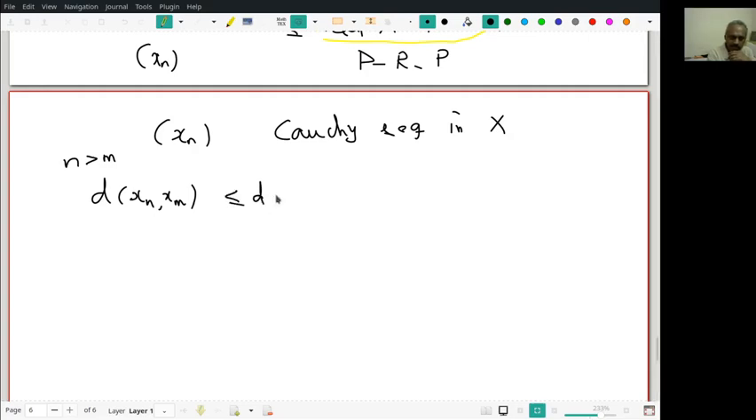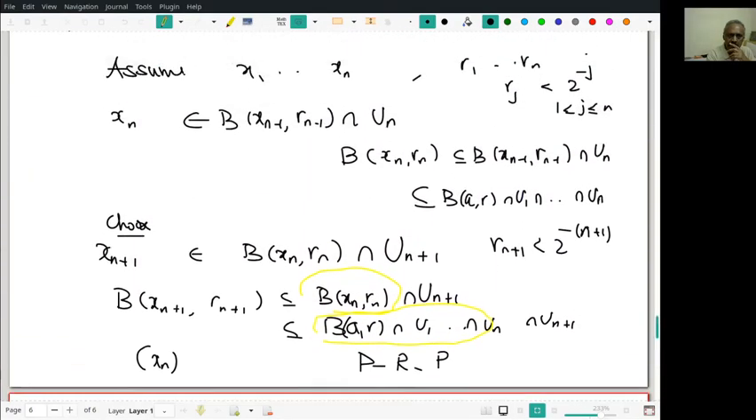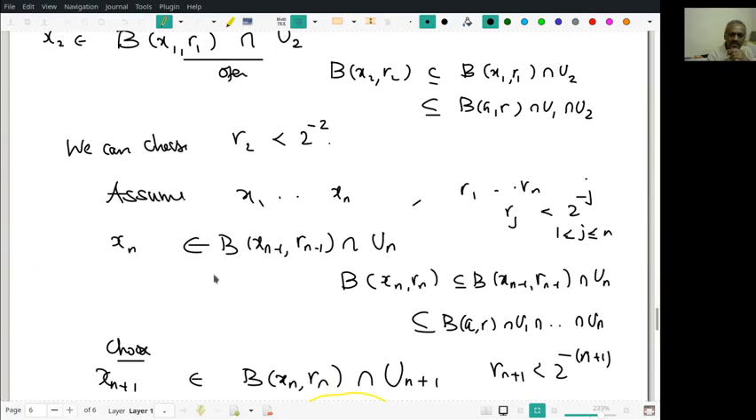But this one is less than or equal to, by the triangle inequality, d(xn, xn minus 1) plus d(xn minus 1, xn minus 2) and so on, plus d(xm plus 1, xm). Right? Now notice that by our choice, where does my xn lie? xn lies in B(xn minus 1, Rn minus 1). Therefore, what is the distance between xn and xn minus 1? That will be less than Rn minus 1. But what was my assumption about Rn minus 1? That is less than 2 to the power minus of n minus 1. Right? Each Rj is less than 2 to the power minus j.